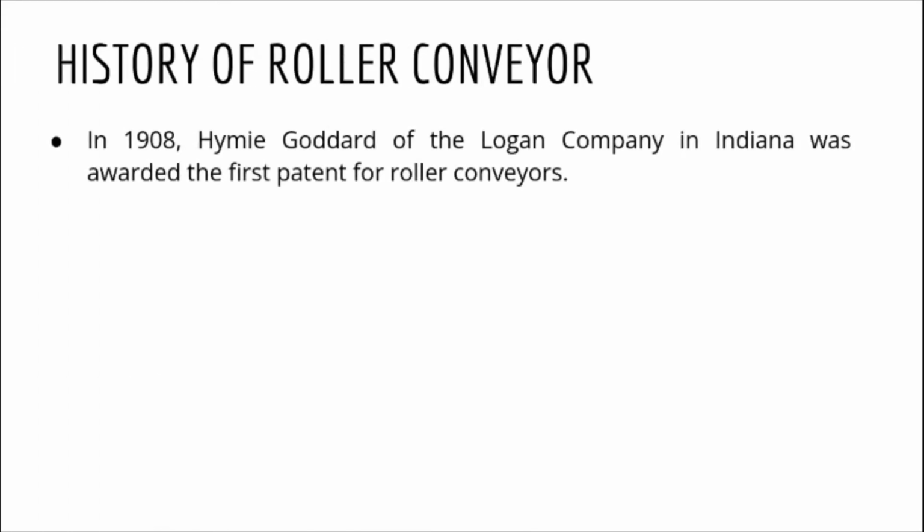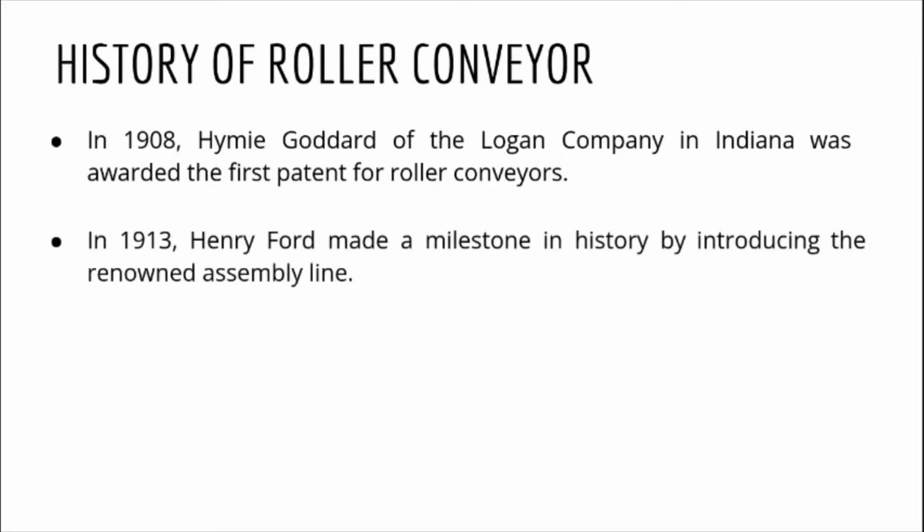History of roller conveyor. In 1908, James Goddard of the Logan Company in Indiana was awarded the first patent for roller conveyors. The conveyor did not become widely used until 5 years later. In 1913, Henry Ford made a milestone in history by introducing the renowned assembly line.